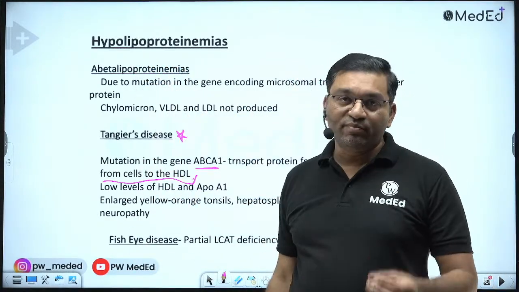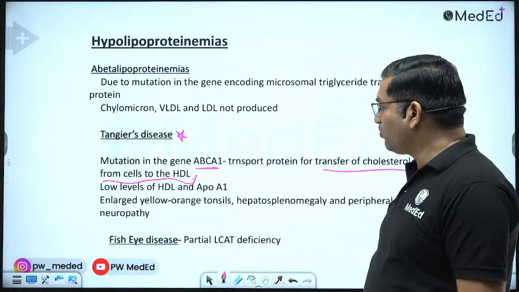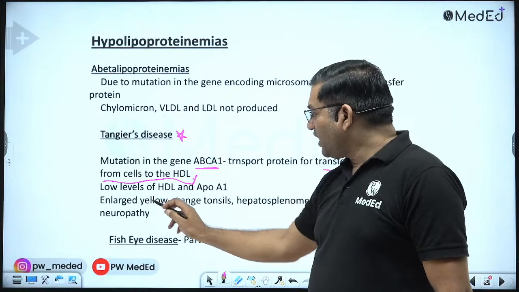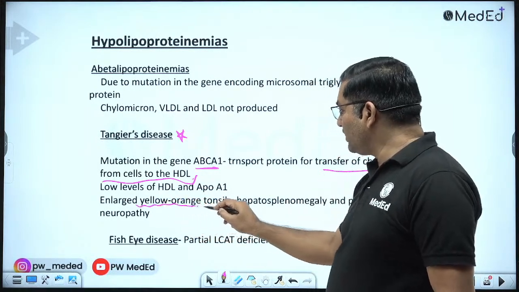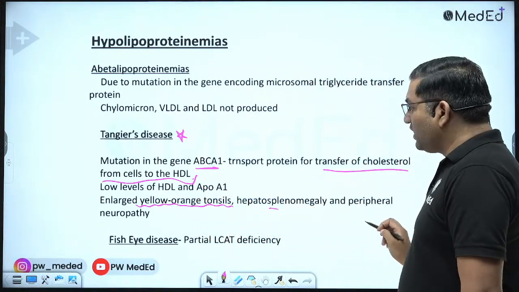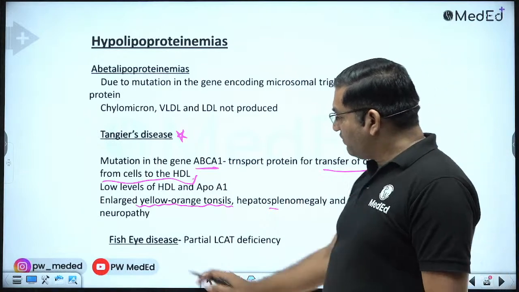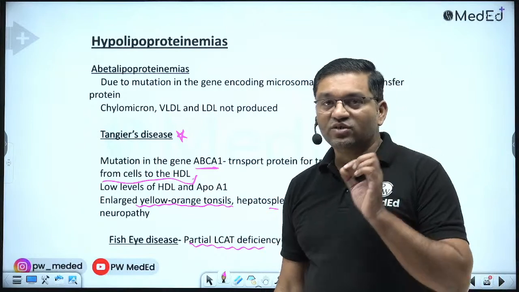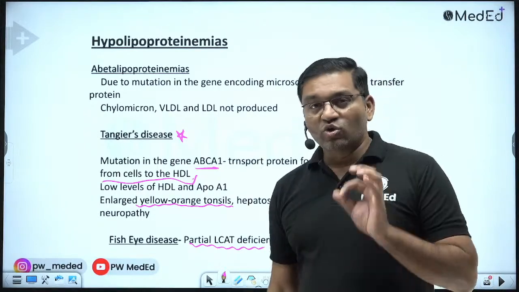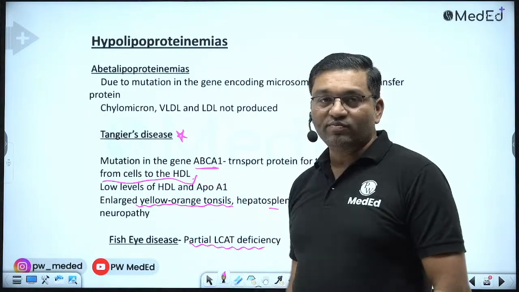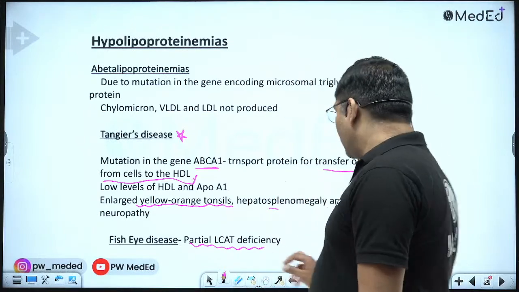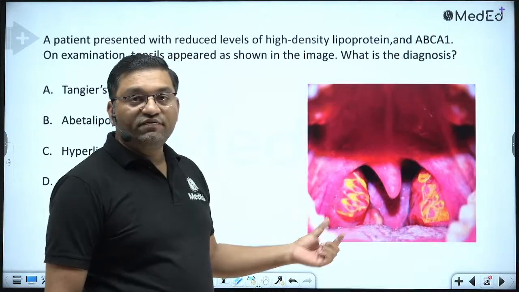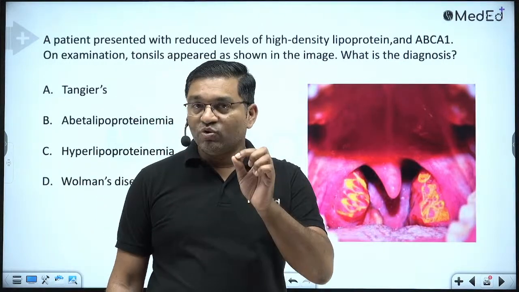This is hypolipoproteinemia. There is low level of HDL and ApoA1. Enlarged yellow-orange tonsils. Hepatosplenomegaly and peripheral neuropathy is there. Fish eye disease: there is partial deficiency of LCAT, that is lecithin cholesterol acyl transferase, and Norum's disease, there is complete deficiency of lecithin cholesterol acyl transferase. See this image, orange colored tonsil. This is the feature of Tangier disease, hypolipoproteinemia.